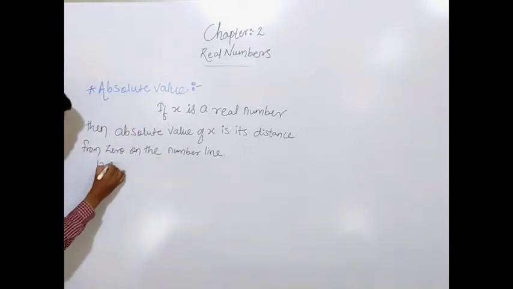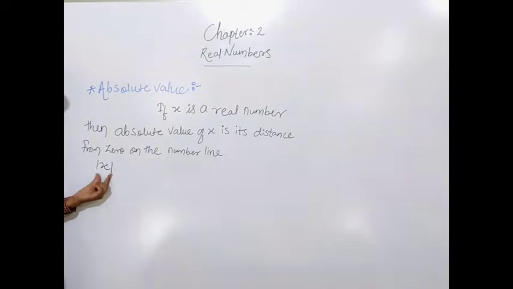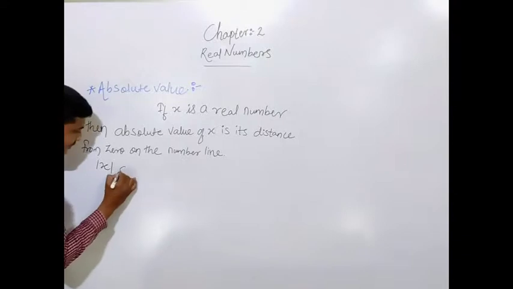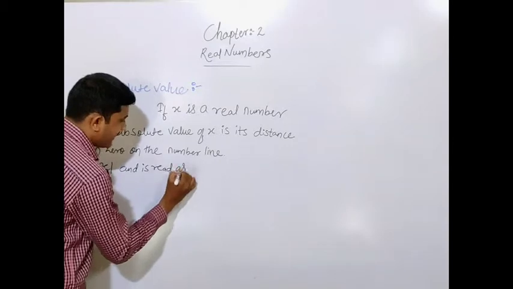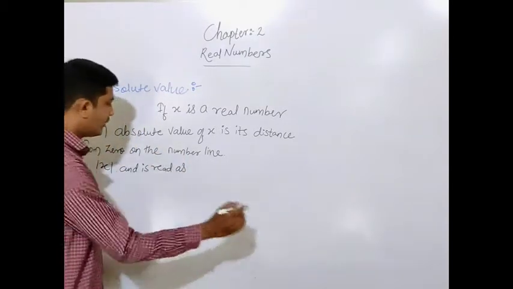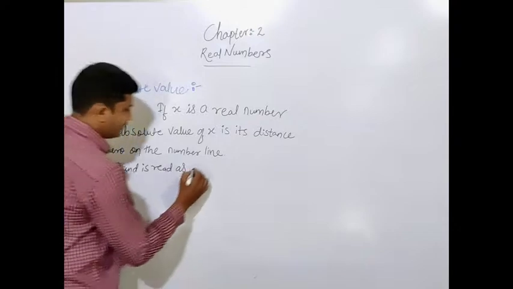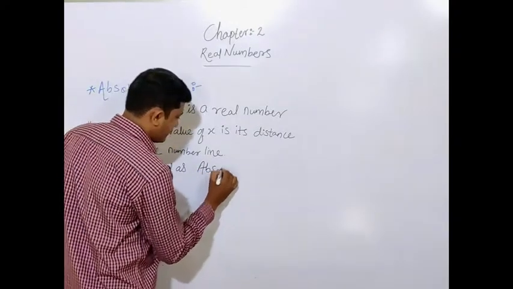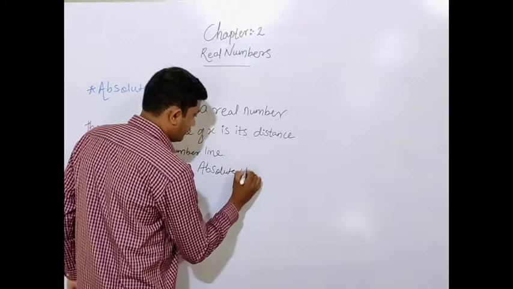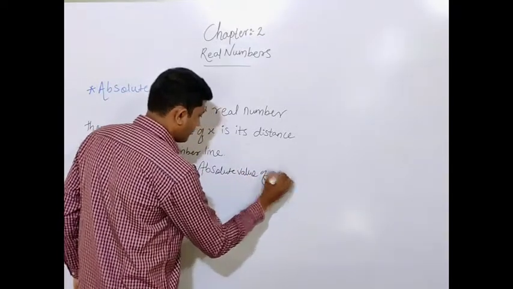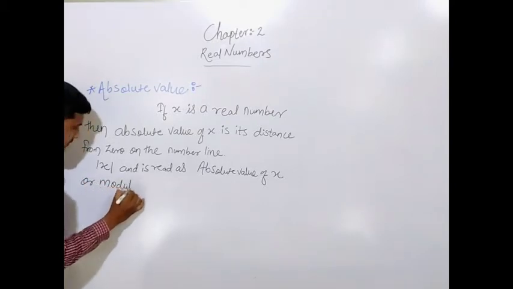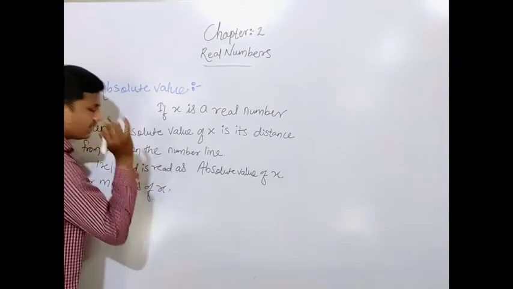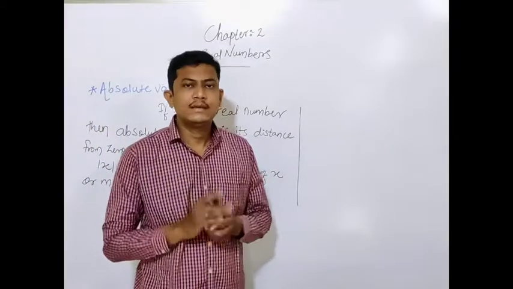The absolute value is denoted simply by mod of x. This is a symbolic representation of the absolute value, and it is read as absolute value of x or modulus of x. Modulus of x, we can define it in three cases.